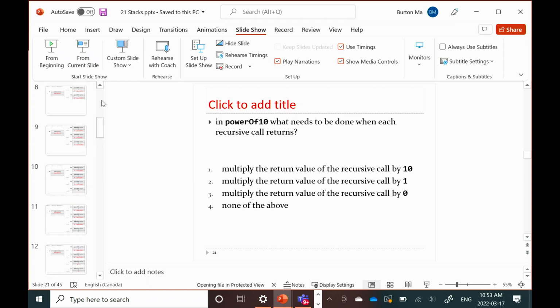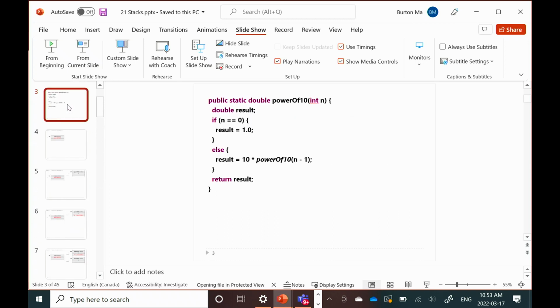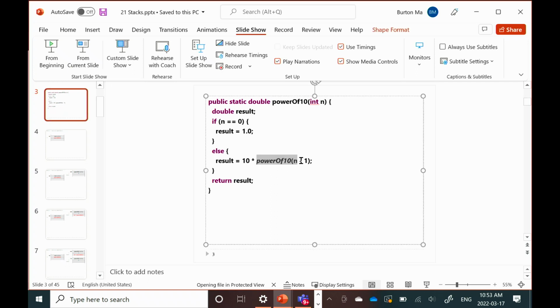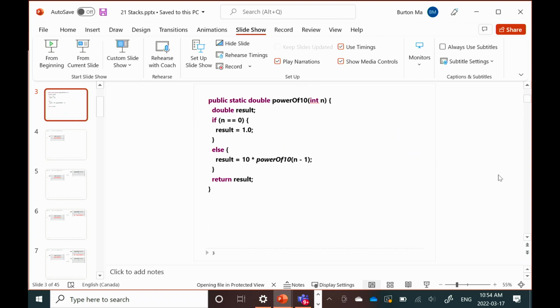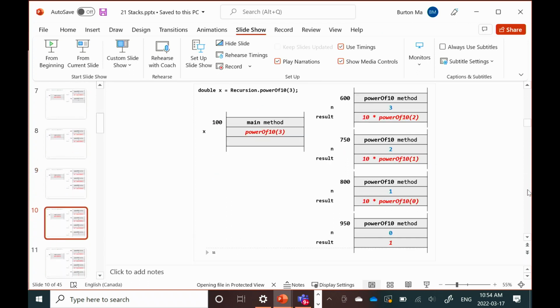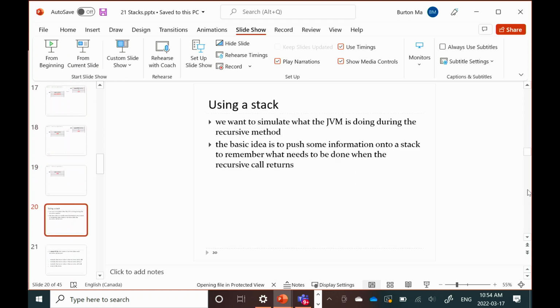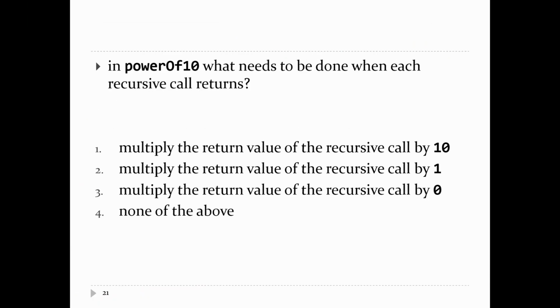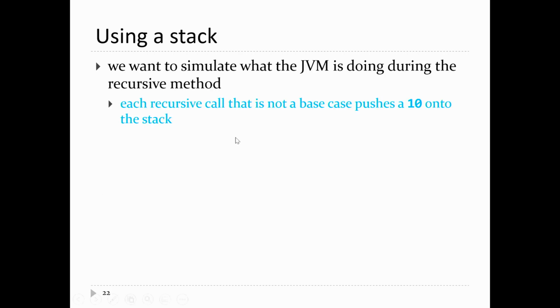Right, so if we go back and look at the implementation of the method, when that returns, what do you do? You take that result and you multiply it by 10, and you store that in the result. So I'm going to multiply the return value of the recursive call by 10. Each recursive call that's not a base case pushes a 10 onto the stack. So I'm going to use the stack to remember what I need to do after every method returns.